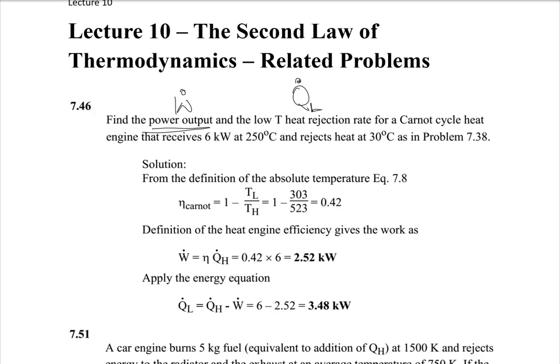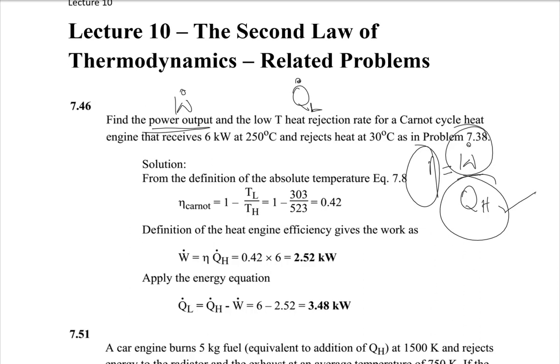If you're looking at the Carnot cycle, the efficiency of the Carnot cycle is equal to work done divided by the maximum supply. So if I need to find out the work done over here, I need to have the efficiency and I need to have the high temperature heat, or the heat received by the engine. In this problem, I have got the heat in, which is 6 kilowatt. But I do not have the efficiency, and I do not have the work done.